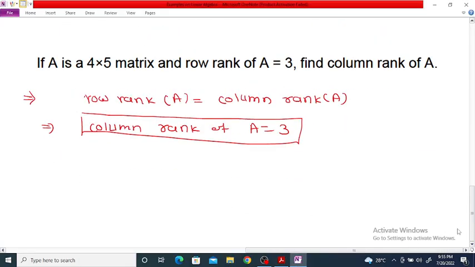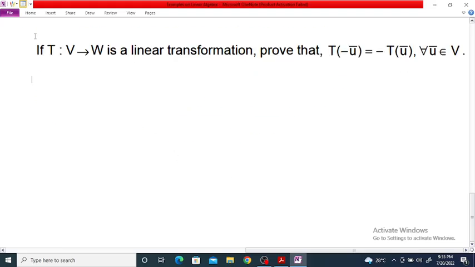Next example. Let T be a mapping from V to W, a linear transformation. Prove that T of minus U bar is equal to minus T of U bar. So what is given here? Given T is a mapping from V to W, a linear transformation.